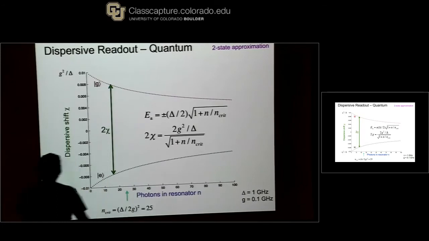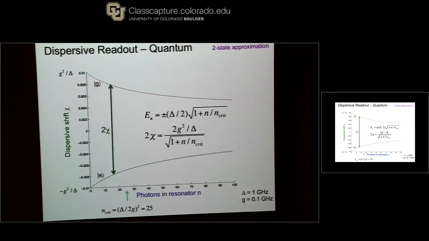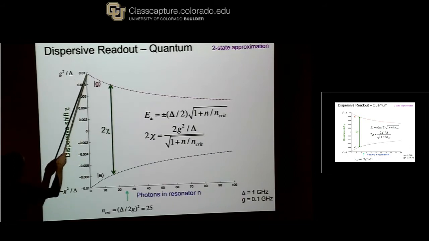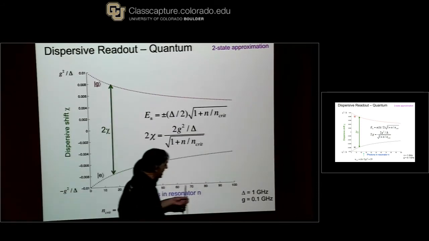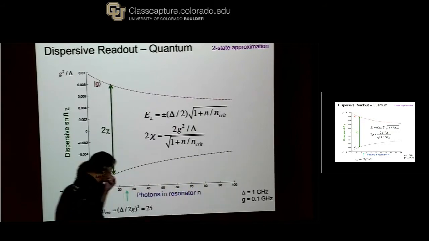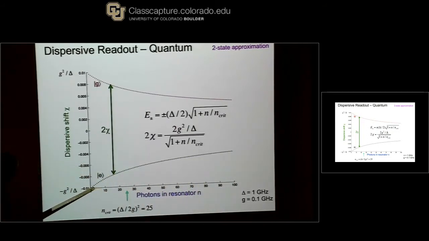And here's just the plot of that. Okay, it's the dispersive shift. So the resonator frequency changes. If you're in the ground state, the resonator frequency changes by g squared over delta, according to this line right here. And if you're in the excited state, it's the negative value right here. And then I've plotted this as a function of the number of photons in the resonator. Okay, and typically what people do is they talk about what happens at low photon number, and this number is just g squared over delta.